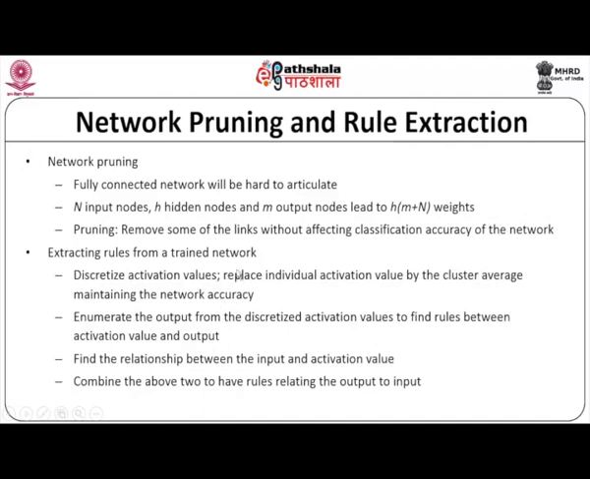How to extract rules from the trained network? You have to discretize the activation value, and replace individual activation values by means of a cluster average, and thereby you can minimize the number of rules. When you enumerate the output, you make use of the discretized activation value and find rules between the activation value and the output. Then find the relationship between the input and the activation value, and combine the two to generate a rule which provides a mapping between the output and the input.